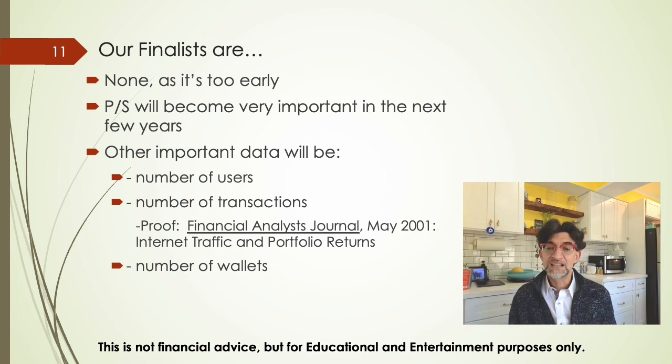This is like Solana, Near Protocol, Elrond/Multiverse. They changed the name. Of course, there's Sui and Aptos, which just did the ICOs. So these are new blockchains. So it's way too early. So my third point here is other important data will be the number of users, number of transactions, and number of wallets. So let's go to the second point.